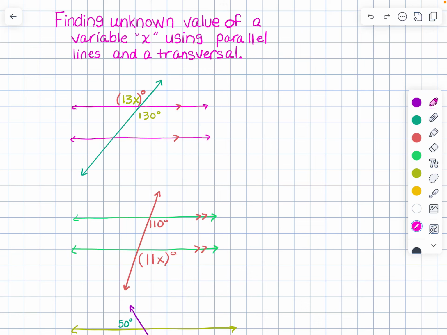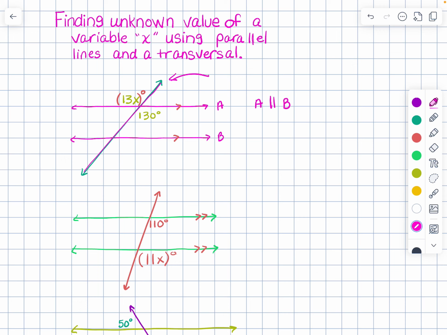Okay, let's find an unknown value of a variable x using parallel lines and a transversal. So just to recap, this is our transversal line right here. And what it is doing, it is transversing these two parallel lines here, and we'll call them line A and line B. So A is parallel to B.